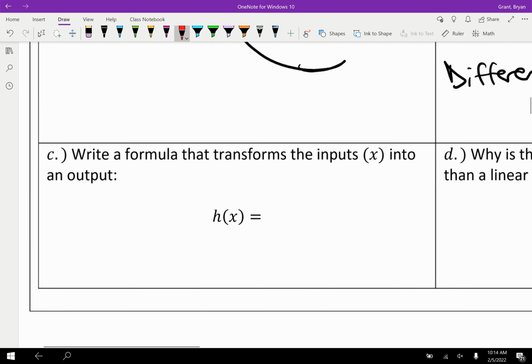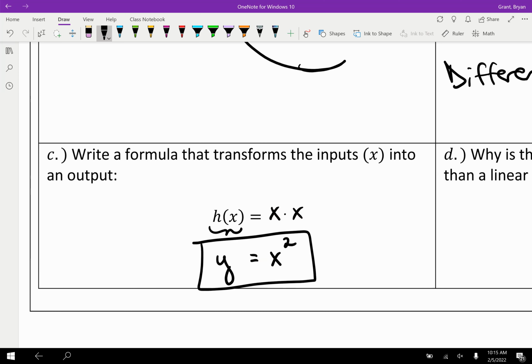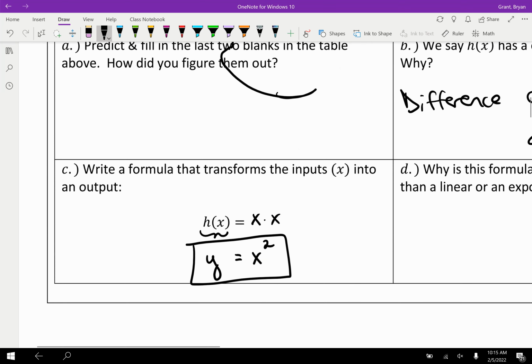And the way we can write that formula is we say h of x, the operation given an input, is just the input times itself. Or, and this might be a little bit more friendly for you, instead of h of x, we could just use y, same thing, and x times itself is, of course, x squared. This is a very common formula for this type of pattern, with that square especially.